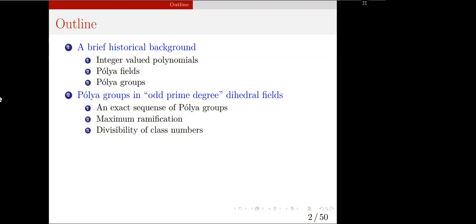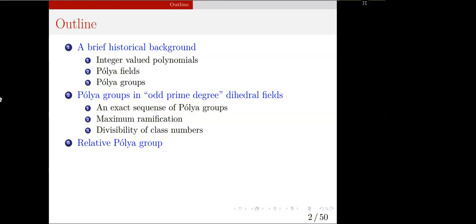And three main results in this section would be an exact sequence of Pólya groups, which relates the Pólya group of an odd prime degree extension of Q and Pólya groups of its subfields. Then I would talk about maximum ramification, and will give an upper bound on the number of ramified primes in Pólya odd prime degree number fields. And finally, I would talk about a result which is an improvement of Ishida's results about divisibility of class number in this type of number fields.